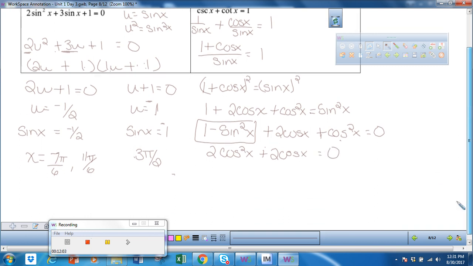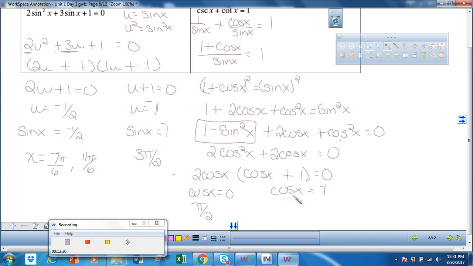And so because it's equal to 0, I can solve by factoring. I can factor out a 2 cosine x, and I have cosine x plus 1, which gives me that either cosine x is equal to 0 or cosine x is equal to negative 1. So cosine is 0 at pi over 2.